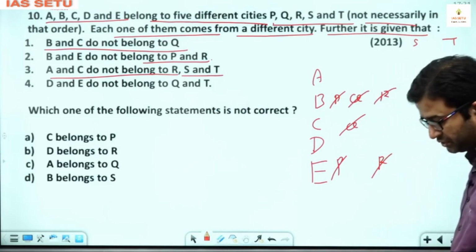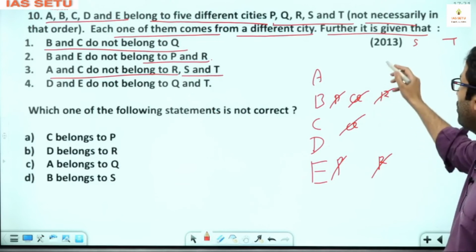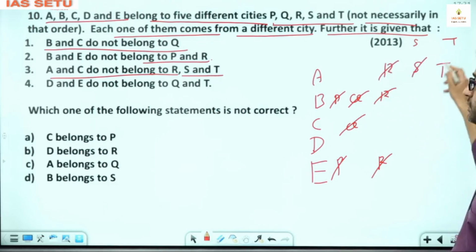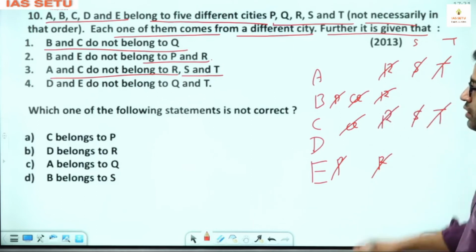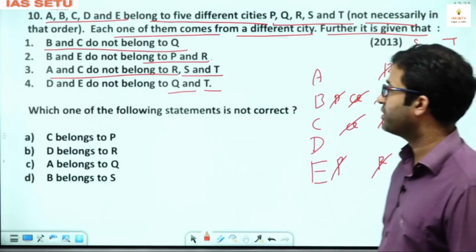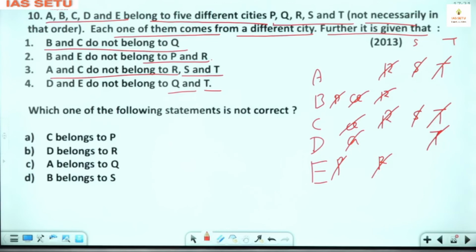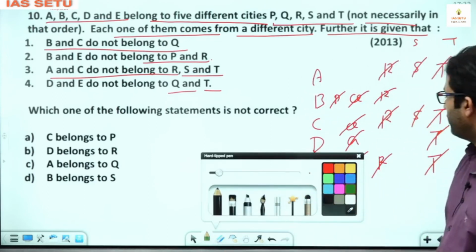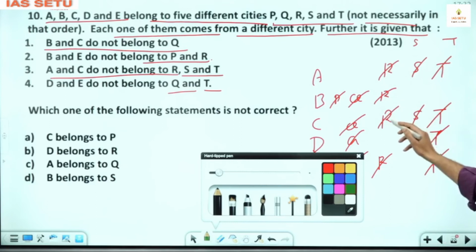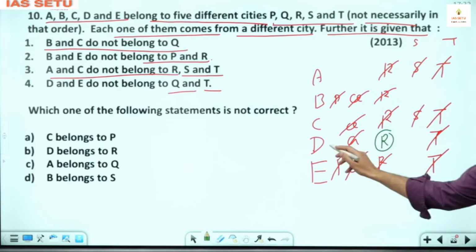Achha, this is negative information, every statement is negative. A does not belong to R, S, T. Even C is not R, S, T. D does not belong to Q and T. D, Q and T cancel. Even E also not Q and T. Now here, your reasoning power says R. So R is done here. Confirm, D belongs to R.